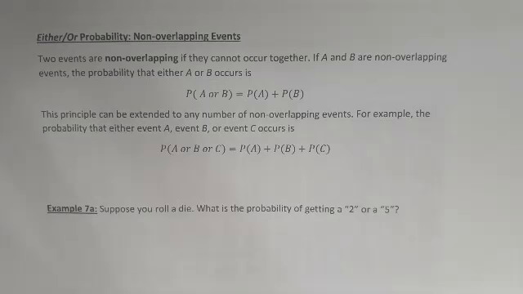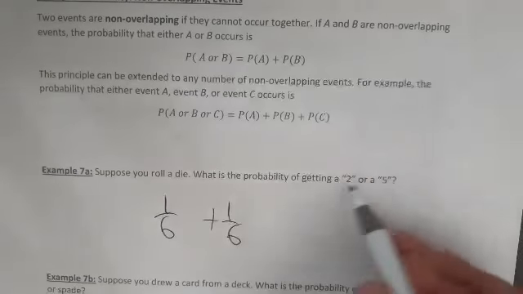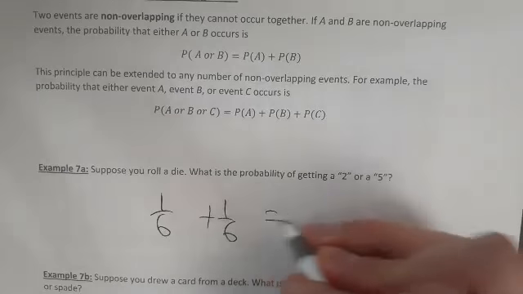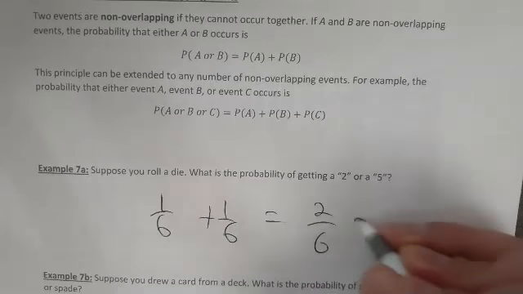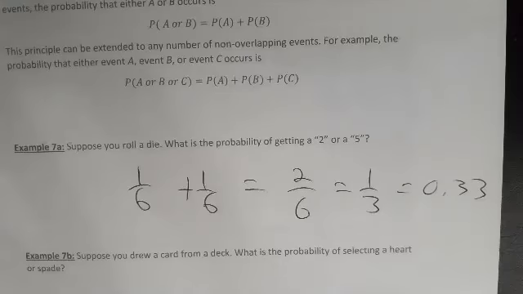If I say, what is the probability of getting a 2 or a 5, it's going to be larger than just the probability of getting a 2. But that's 1 over 6. So the probability of getting a 2 is 1 over 6. Probability of getting a 5 is 1 over 6. If we add these two things together, we're going to get 2 over 6, or a third, or like 0.33 repeating, something along those lines.